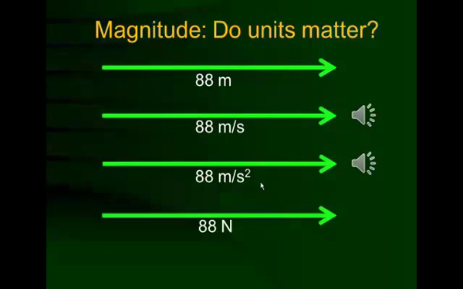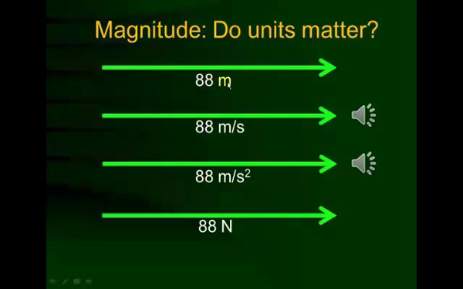Okay, we've got to ask ourselves, do units matter? Here we have 4 equal length vectors, and they all have the number 88 associated with them, but they also have these extra units such as meters, meters per second squared, and newtons. I want you to realize that different vector quantities are represented with their different units. It's important to see the units.